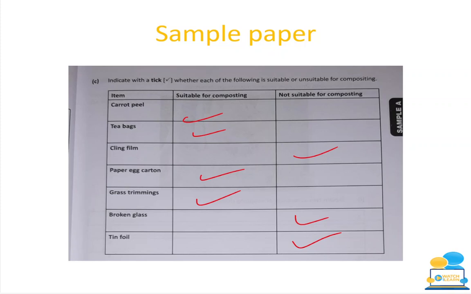So your carrot peel would be suitable, as would your tea bags. You would actually have to have a look at the box and see if they are, but most of them actually are compostable. Your cling film is not suitable. Paper egg carton, depending on what's in it, it may or may not. Your grass trimmings are. Broken glass is a no, as is tin foil.